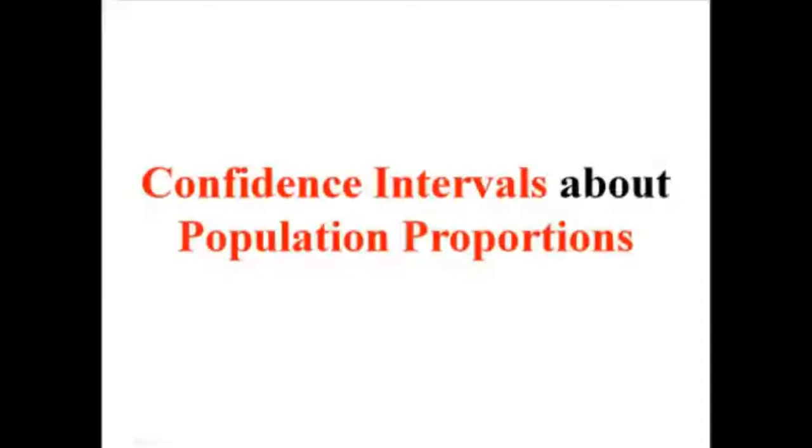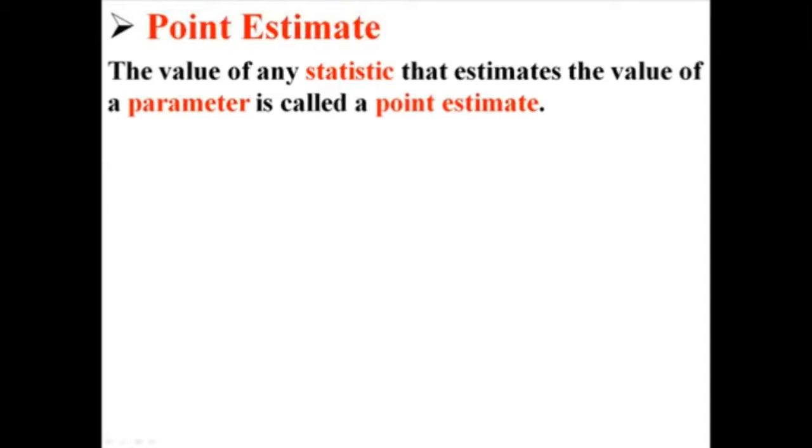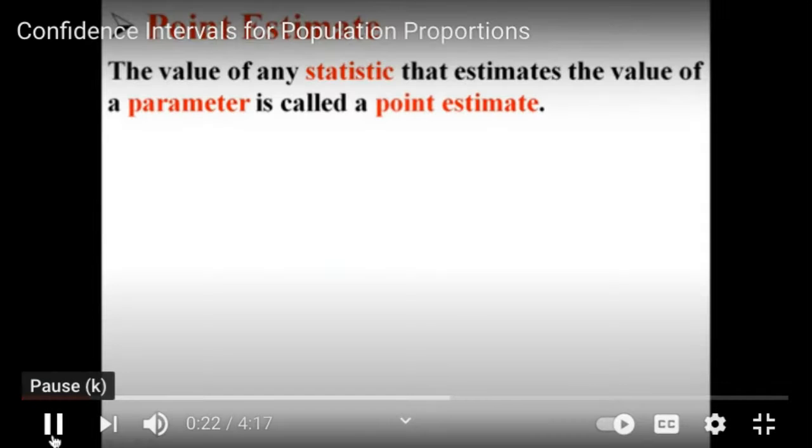We can also calculate confidence intervals to estimate population proportions. Now, first of all, remember point estimates. The value of any statistic that estimates the value of a parameter is called a point estimate. So what we're going to try to do is take a point estimate, the sample proportion, and create a confidence interval around it to estimate the parameter, which is the population.